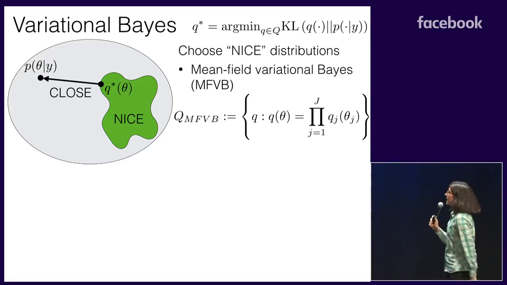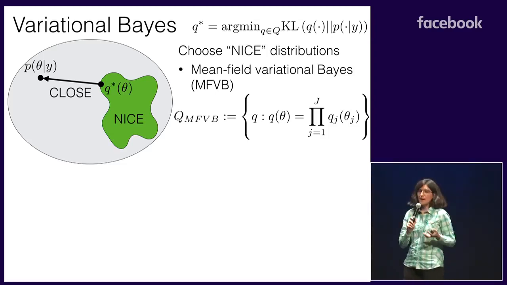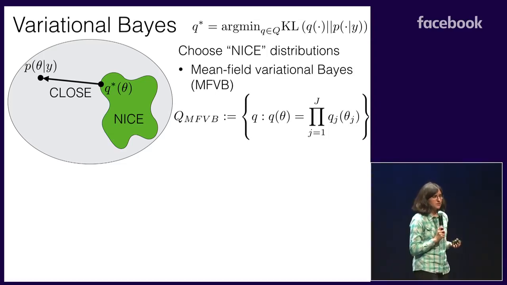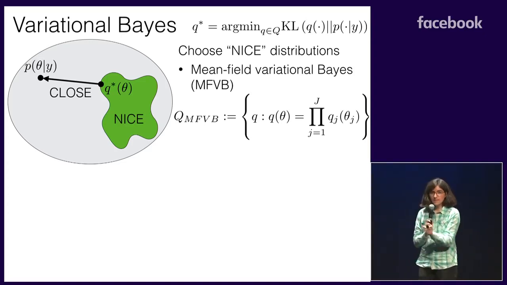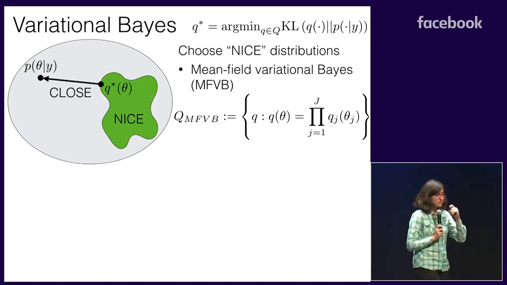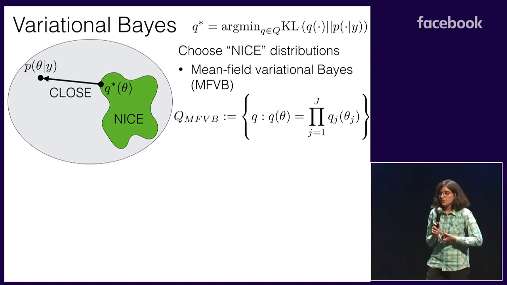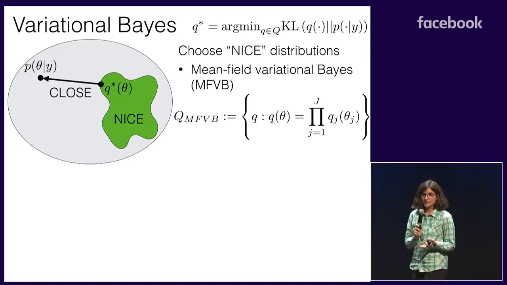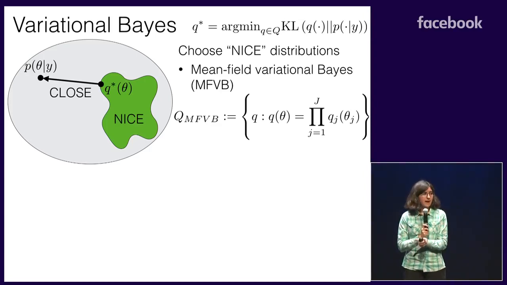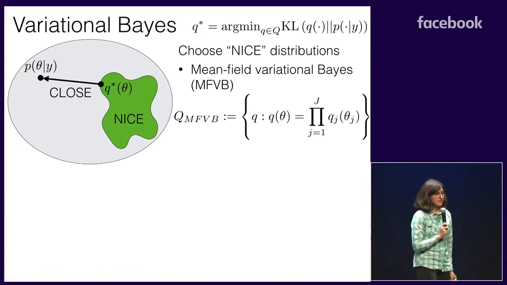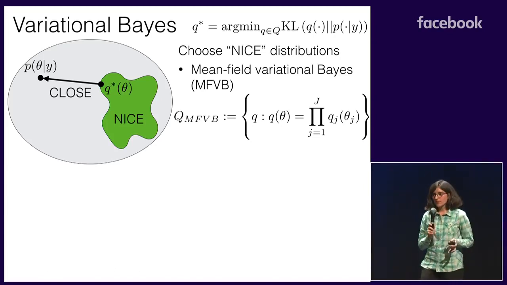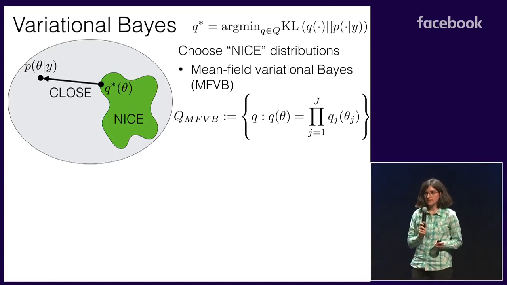Okay, so what's going on here? We're imagining that we have our parameter vector theta. It's maybe very high dimensional, but it breaks down into components. So it has components theta 1, theta 2, theta 3, up to theta capital J. They don't have to be one-dimensional, but we imagine that they're smaller and easier to deal with. And we assume, moreover, that our approximating distribution Q of theta factorizes over these theta 1 up to theta J. That is the mean field variational Bayes assumption.